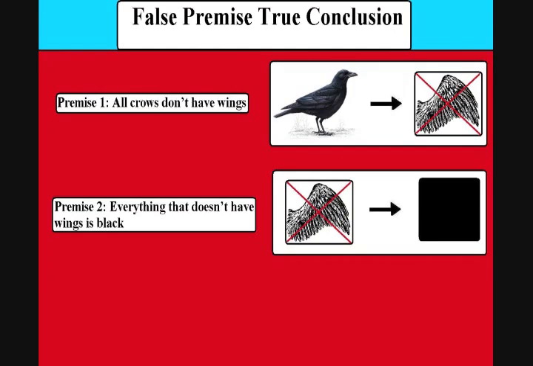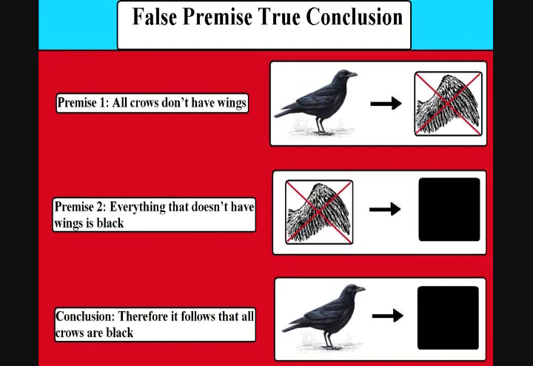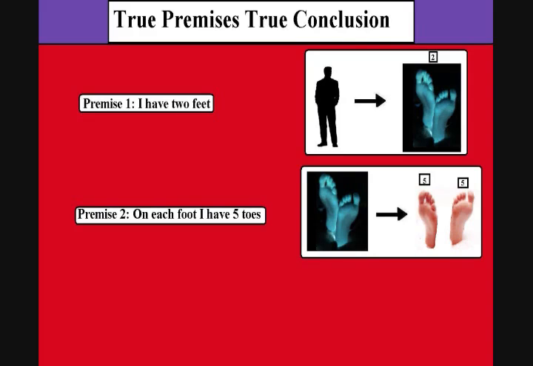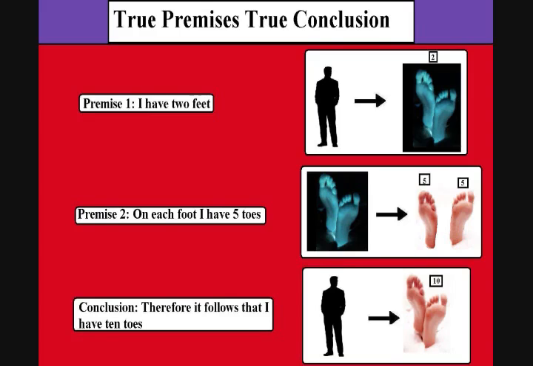False premise, true conclusion. Premise 1. All crows don't have wings. Premise 2. Everything that doesn't have wings is black. Conclusion. Therefore, all crows are black. True premises, true conclusion. Premise 1. I have 2 feet. Premise 2. On each foot I have 5 toes. Conclusion. Therefore, I have 10 toes.